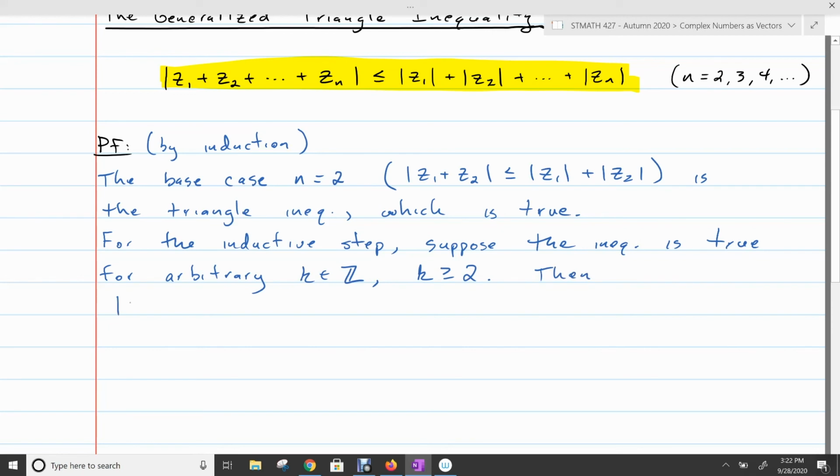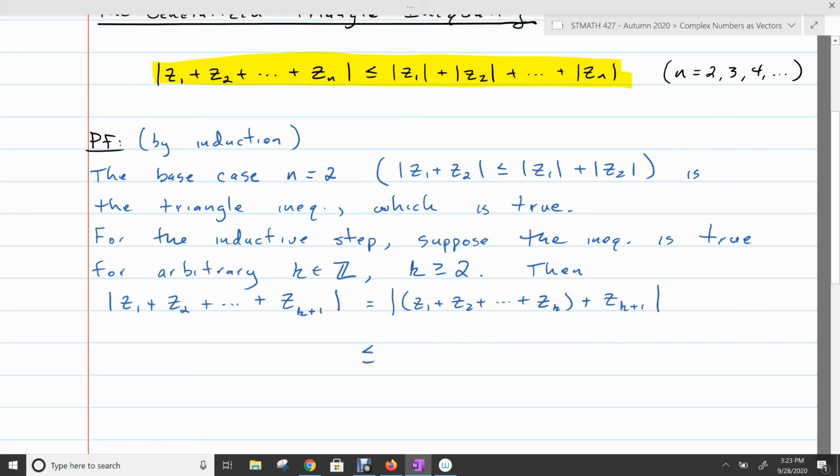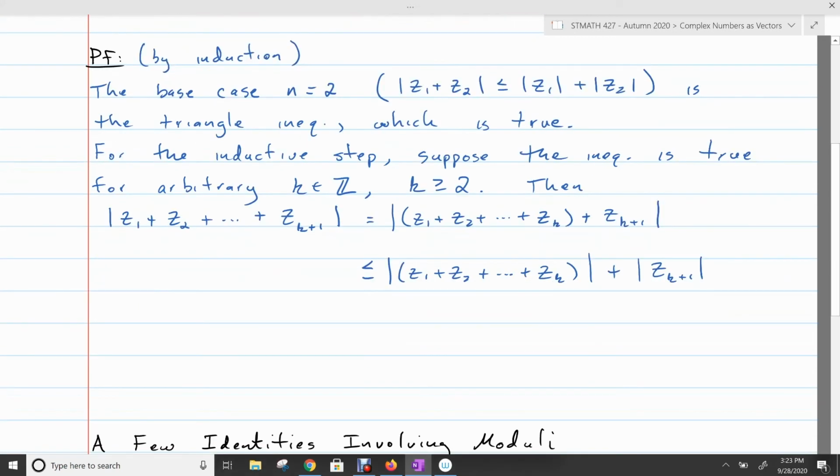Then if you would look at the modulus of z1 plus z2 all the way up to zk plus 1, well, you could just think of it this way. Think of it as the modulus of z1 plus z2 up to and including the kth z, plus then you get the zk plus 1. And then you can apply the regular triangle inequality, the base case, to this, and it would be less than or equal to the modulus of z1 plus z2 up to zk, plus the modulus of zk plus 1. Just break this up into 2 moduli. So this is by the base case.